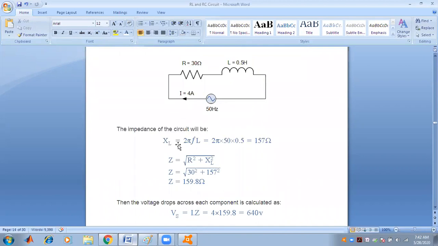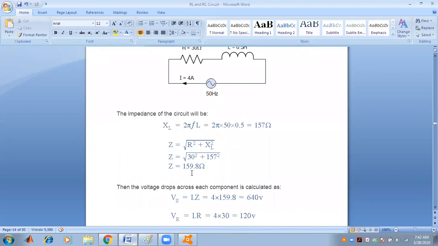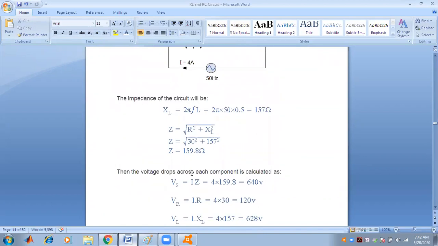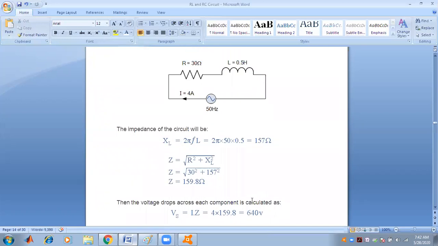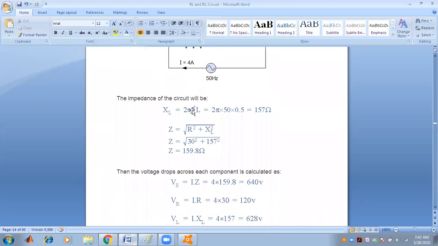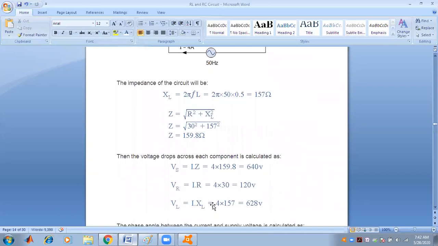The inductive reactance XL is 2 pi FL. So 2 pi into F is 50 and L is 0.5, so it is 157 ohm. So what is Z? Z is root over R squared plus XL squared. Putting those values, Z is 159.8. So what is the voltage drop? The total voltage drop is the current into Z, so I is 4 into 159, which is 640 volt. So what is VR? VR will be 4 into 30, which is 120 volts. And VL is 4 into 157, which is 628 volt.